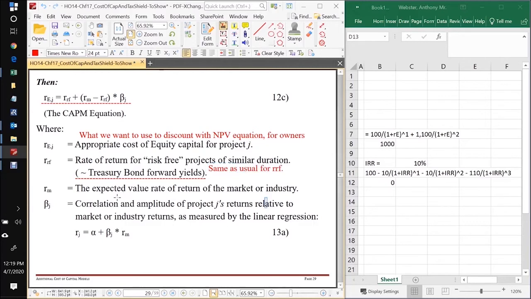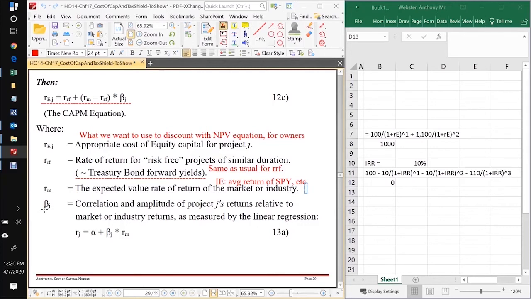R_M is the expected value rate of return of the market or industry. So that's like, i.e., average return of SPY, etc. So this would be where we'd take our 30 years of returns of what we'd call the stock market well represented by the SPY ETF. We'd take 30 years of returns, take the average return, and that would be our R_M.